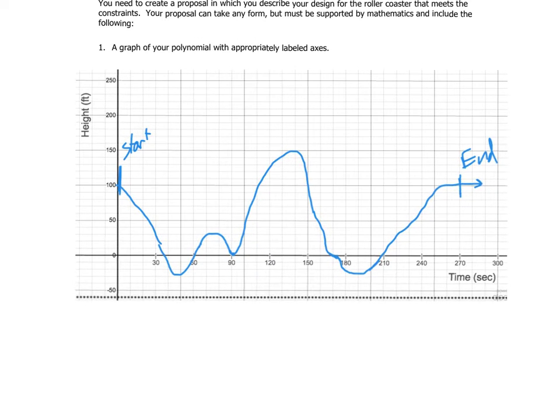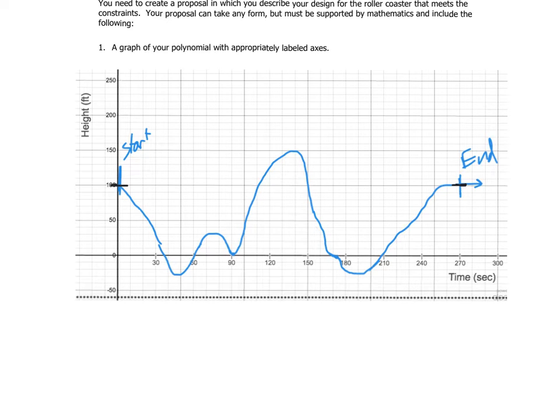So here's my graph. I start at 100 feet right here and I end at 100 feet. That's one of the things. The highest I went is right here. Oh, I lost my red, didn't I? I don't know how I lost my red, but we'll go back to black then.